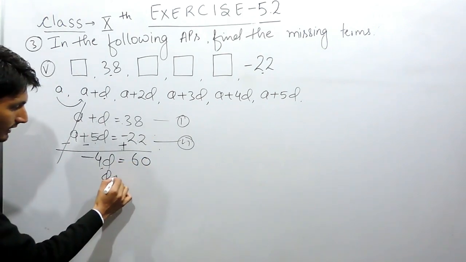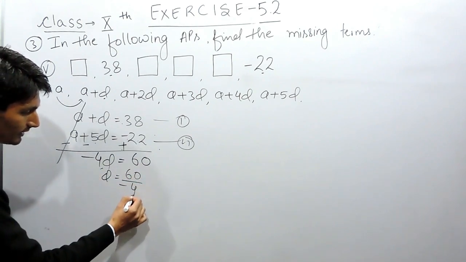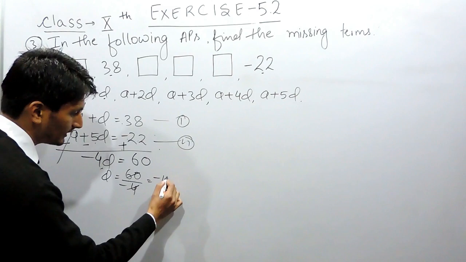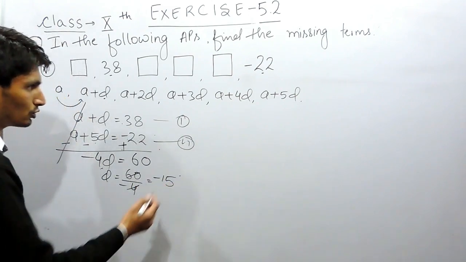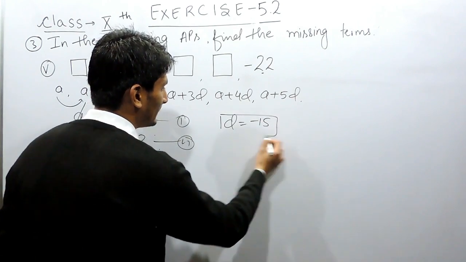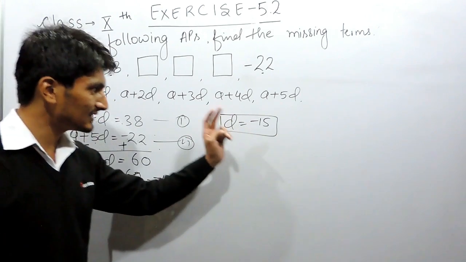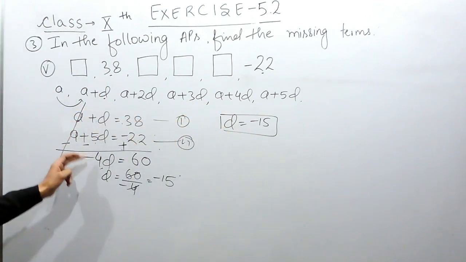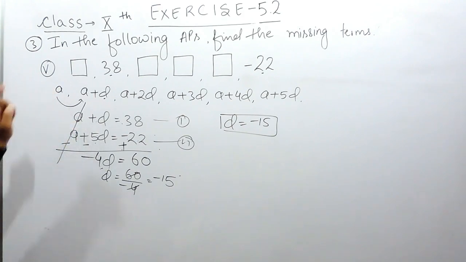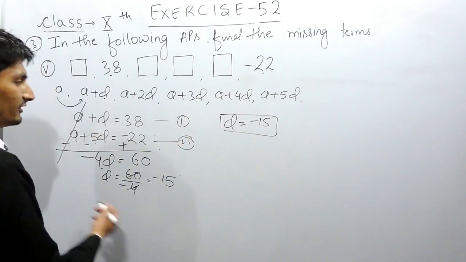So the value of D here will become 60 upon, this should divide, so this is minus 15. So the value of D, or the common difference which we are adding in this arithmetic progression, is minus 15. Now substitute the value of this D in any of these equations, you will get the value of A, which is the first term. So I am substituting the value of D in the first equation.